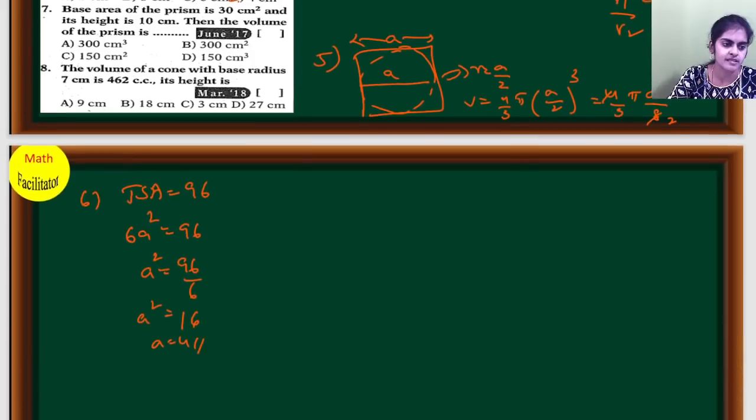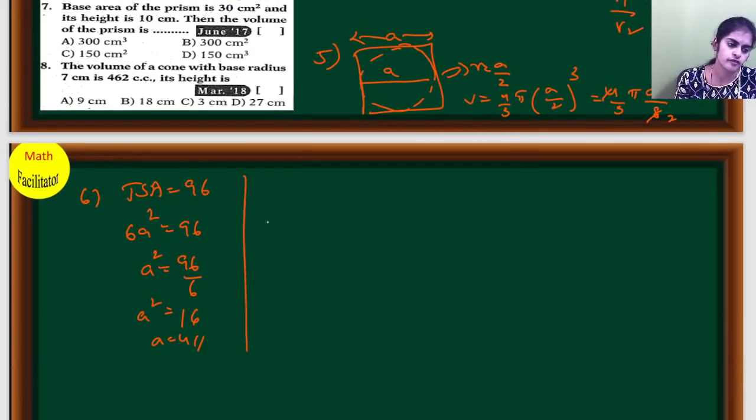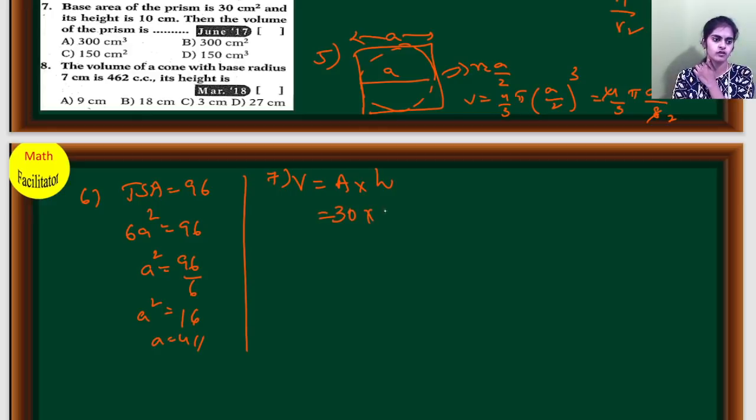Base area of the prism. Prism, if you want to do, you can take. So volume is always area into height. Okay, so base area is 30 into height is 10. Volume is nothing but 300. Simple formula only. So you can take it. Actually, it's your class 9 you have learned. So you should remember.